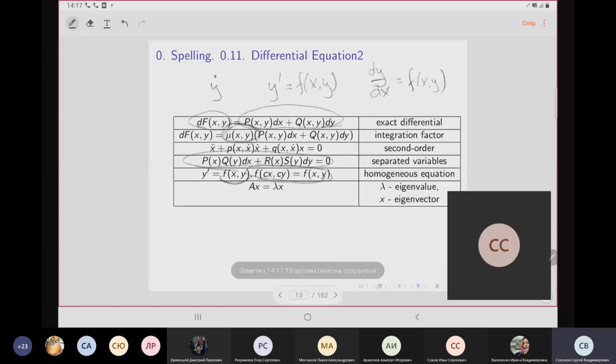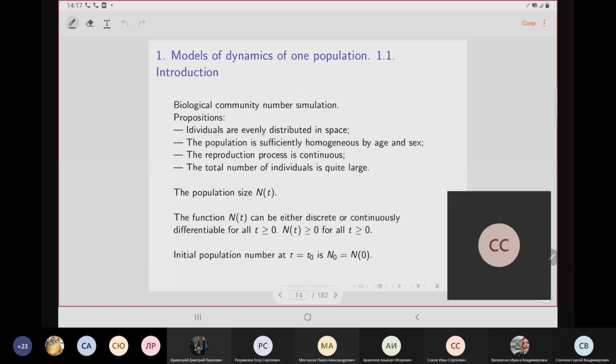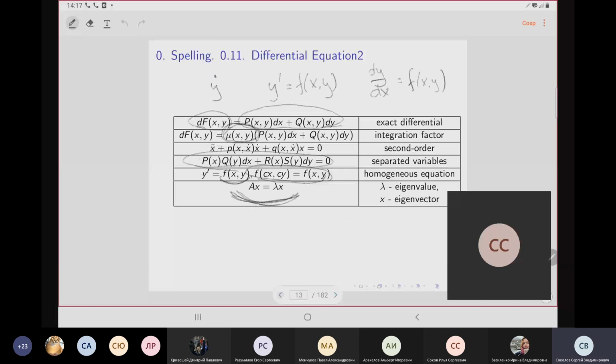Next one, when we solve linear equations, we usually calculate eigenvalues and eigenvectors. Here, for a linear equation, lambda is an eigenvalue and x is an eigenvector. So that's all about terminology. And we can start with our mathematical models.